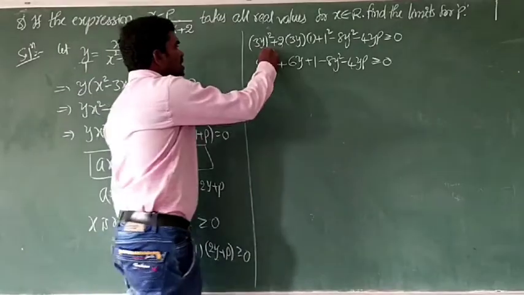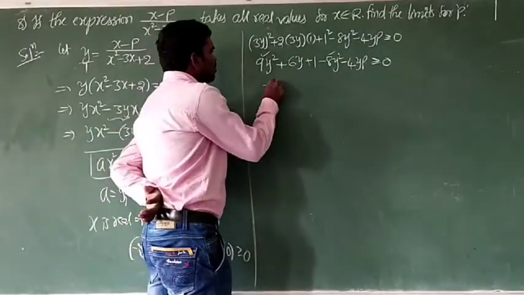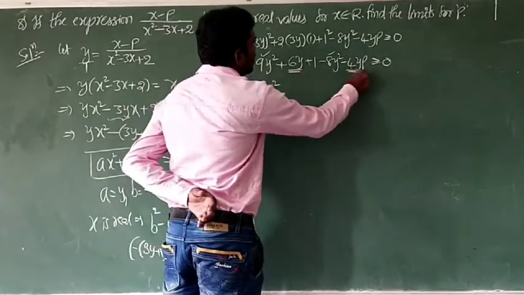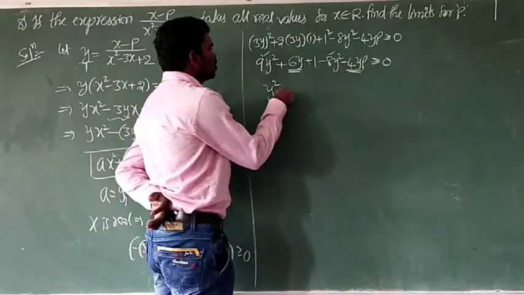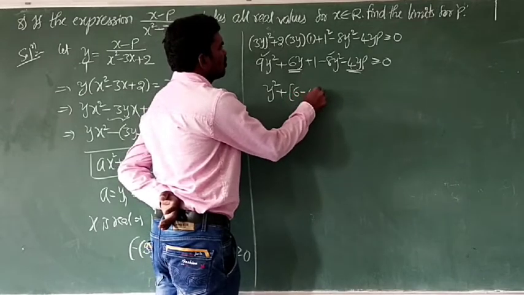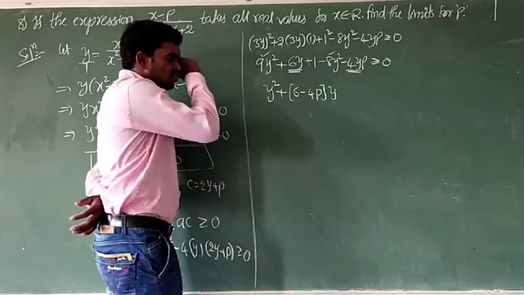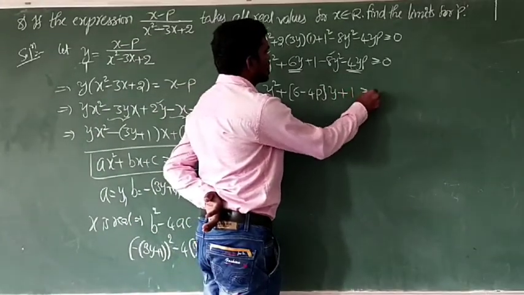Now what are the y square terms? Here 9 y square terms are there, here minus 8 y square terms are there. So totally we get 1y square. And what about the y terms? Here 6 are there, here minus 4p are there. So in both 6 and minus 4p, take out y common, the remaining is 6 minus 4p into y. Plus what are the remaining constants? 1 is there, a number.